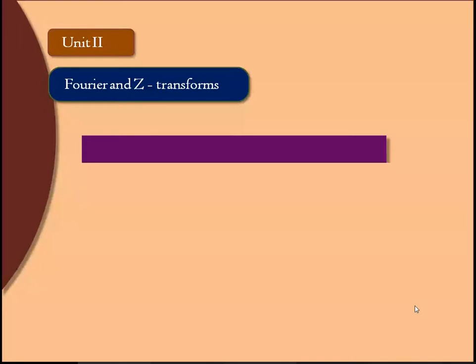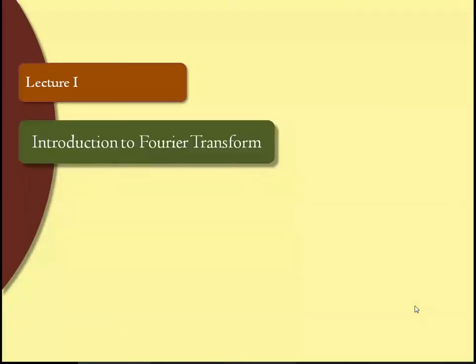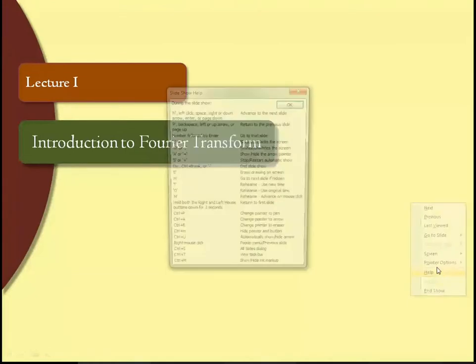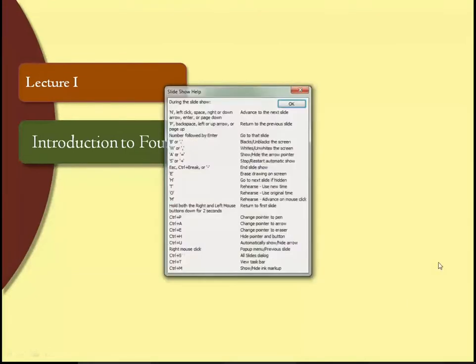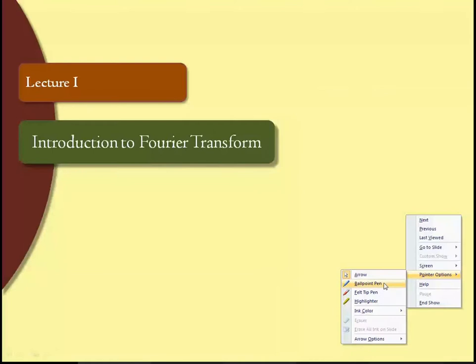Okay, so we'll start with the first lecture of this unit 2. In this lecture, we'll have an introduction to Z transform and Fourier transform. Now, what does transform actually mean? Many times, whenever we do an experiment, it is based on the time domain. So doing the calculation in the time domain is many times difficult.